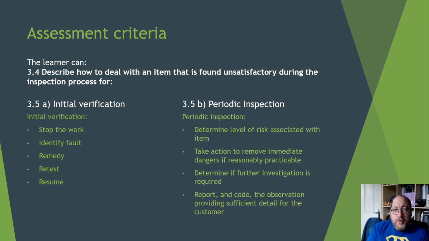Alright, 3.4. Describe how to deal with an item that is found unsatisfactory during the inspection process. And the reason it's gone 3.4 to 3.5 is because that's how City and Guilds have done it in their handbook. They've messed up. So if we had an issue that was unsatisfactory on an initial verification, as I touched on a minute ago, this is an initial verification. This is you signing off your work or signing off your company's work. So you can't sign off something that is unsatisfactory.